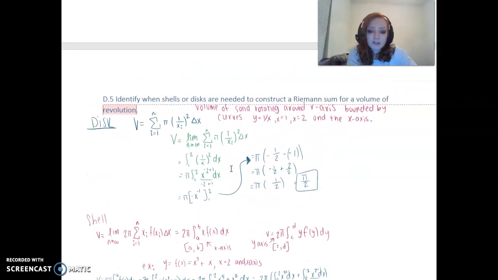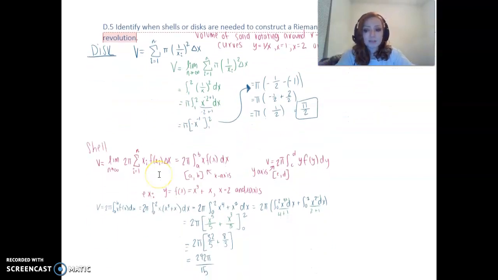So this was, for D5, to identify when shells or disks are needed to construct a Riemann sum for volume of revolution. Disk is best used when the curve y equals f of x is revolved around the x-axis, and for the shell, if it's y equals f of x, that's around the y-axis. Now, if it is x equals f of y, it's vice versa. So if it's x equals f of y, disk is best used if it's around the y-axis, and then shell is around the x-axis.